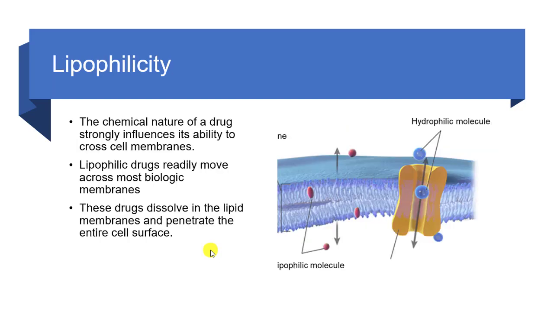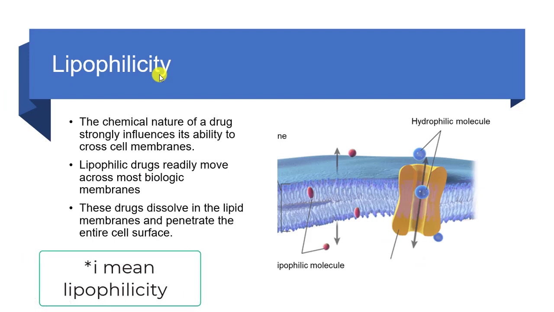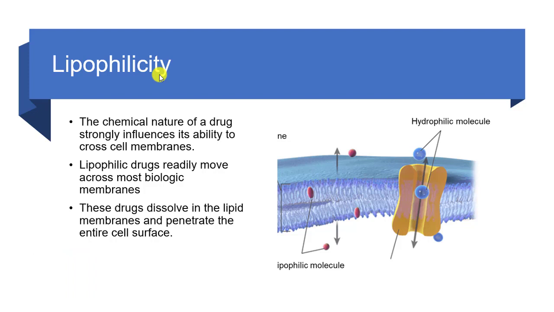If I move to the next point, which is the last point of drug distribution, it is lipophilicity. So how does lipophilicity affect drug distribution? Lipophilicity basically means the chemical nature of a particular drug, how lipophilic it is. Lipophilicity is a characteristic which allows a particular drug to bypass or dissolve in the lipid membranes, and therefore they have greater effect within the cell, or they can penetrate the entire cell surface, and therefore lipophilic drugs have greater distribution as compared to non-lipophilic drugs.